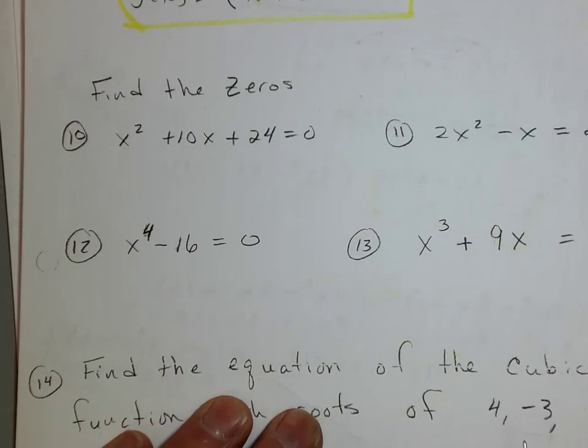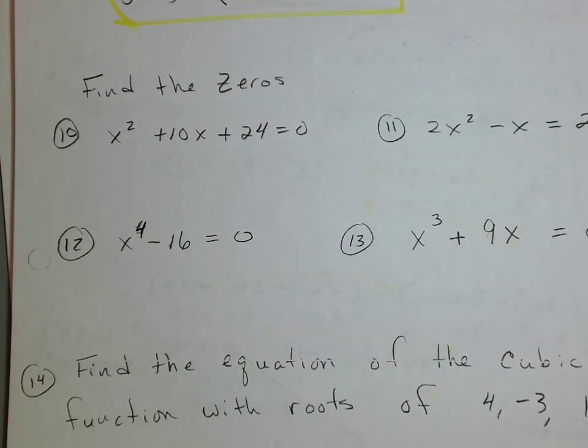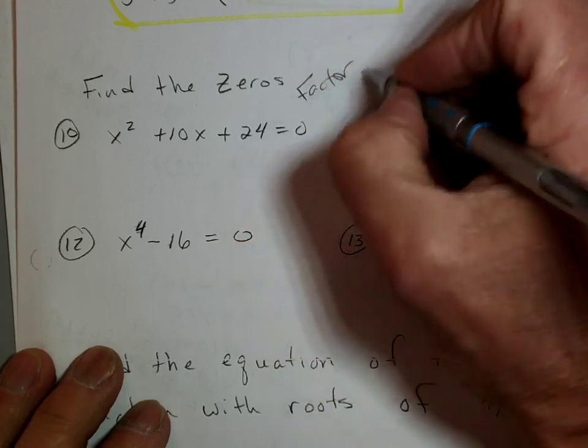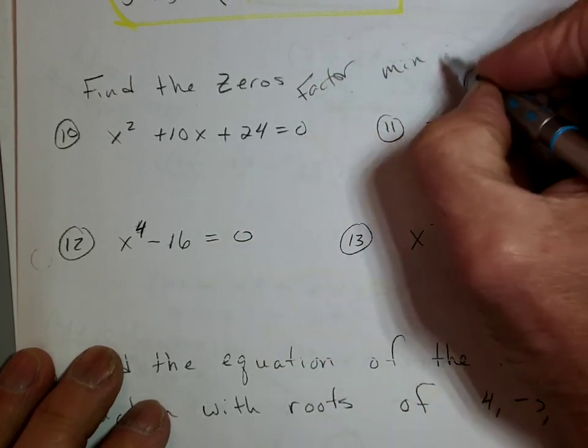All right, number 10. Find the zeros. I'm going to factor, and then I'm going to do my mini equations.